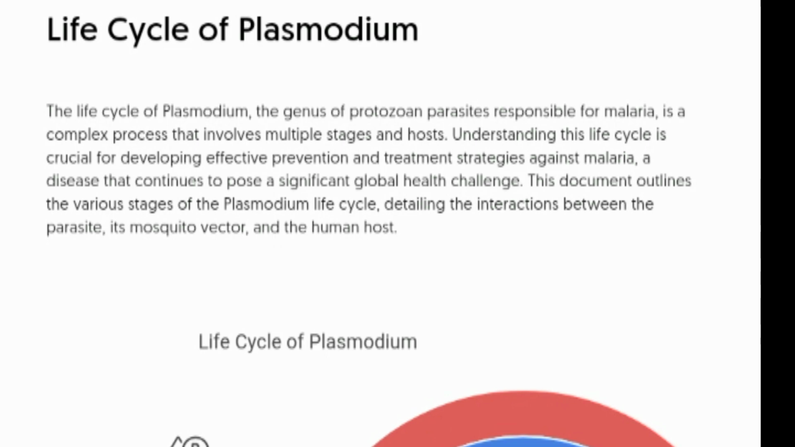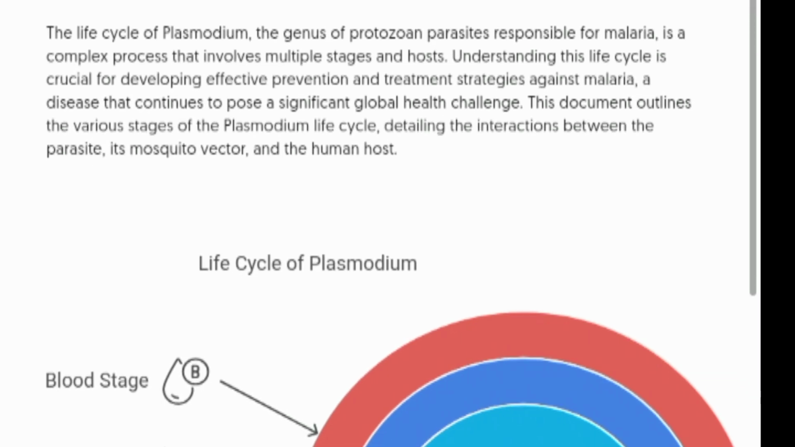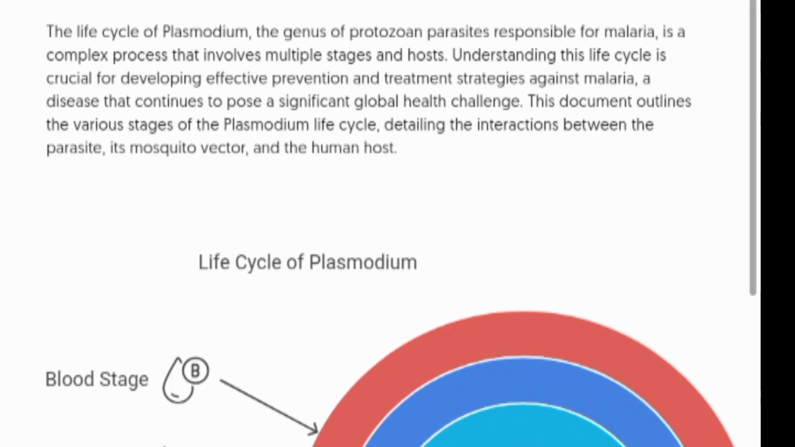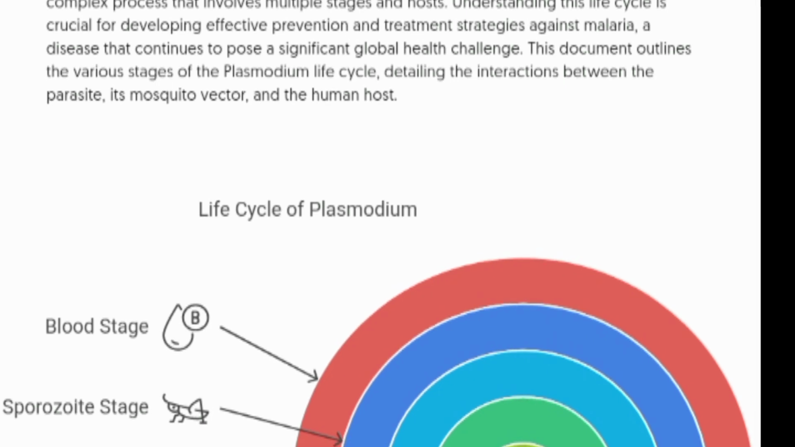The life cycle of Plasmodium, the genus of protozoan parasites responsible for malaria, is a complex process that involves multiple stages and hosts. Understanding this life cycle is crucial for developing effective prevention and treatment strategies against malaria, a disease that continues to pose a significant global health challenge. This document outlines the various stages of the Plasmodium life cycle, detailing the interaction between the parasite, its mosquito vector, and human host.